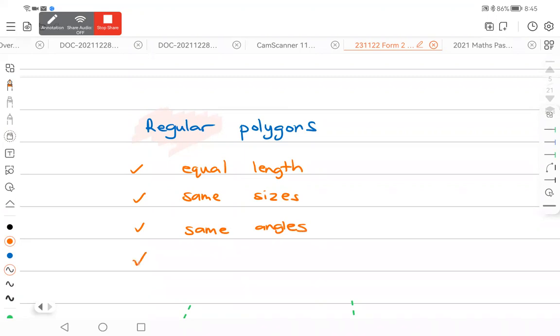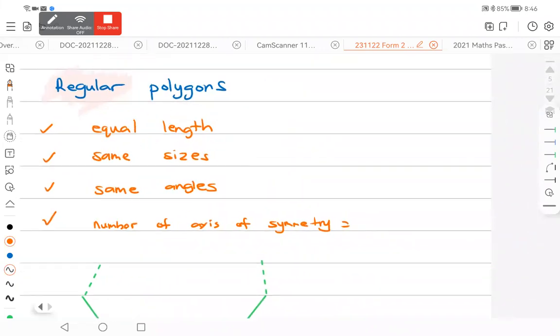The axis of symmetry, yes. When the question asks about the number of axes of symmetry, it will be equal to the number of sides. Only applicable to regular polygons. If it's irregular, cannot. So if that is a regular pentagon, the axes of symmetry will be 5. Let me just complete the number of sides.